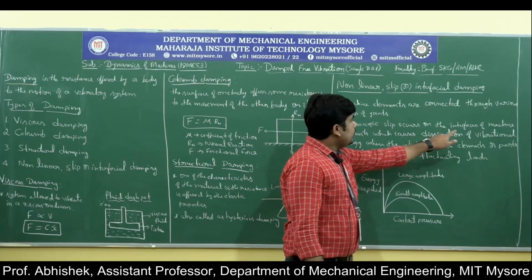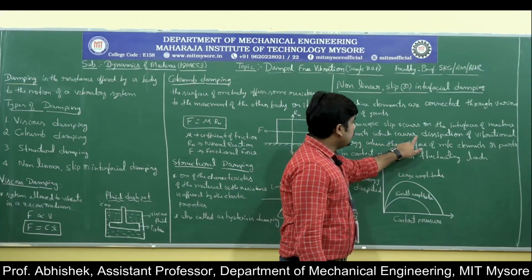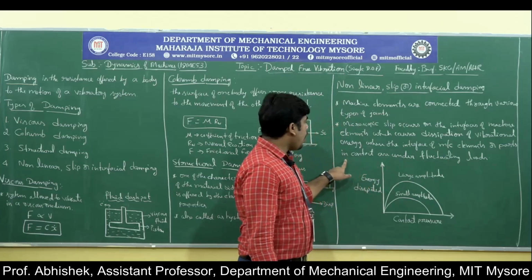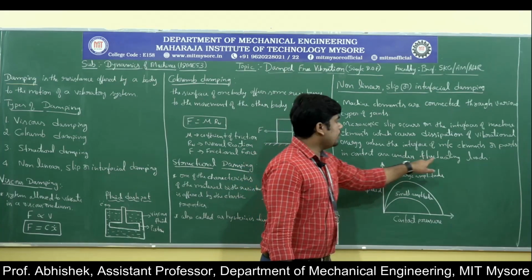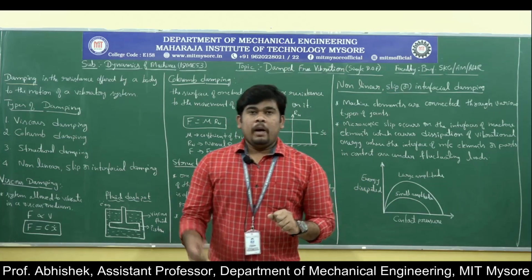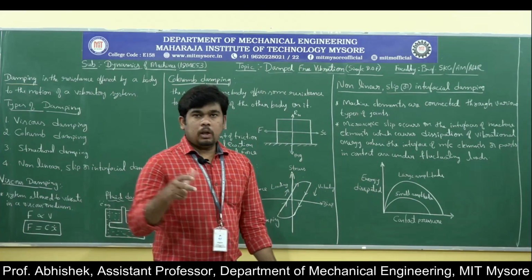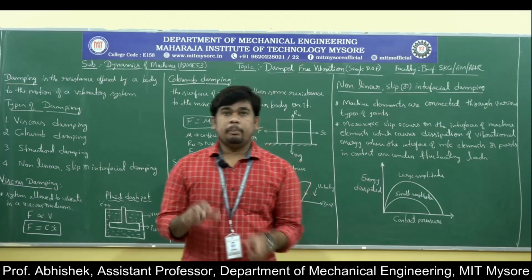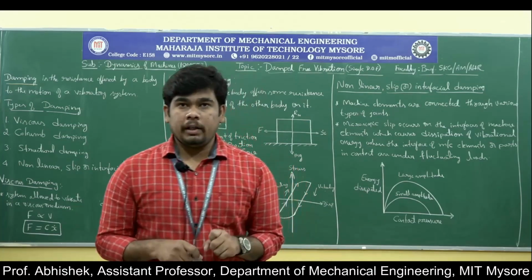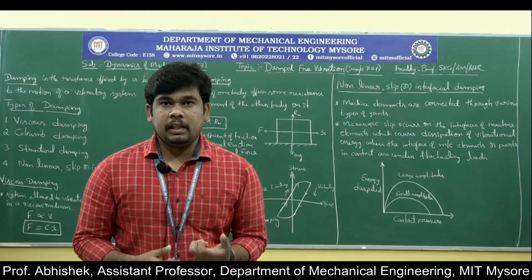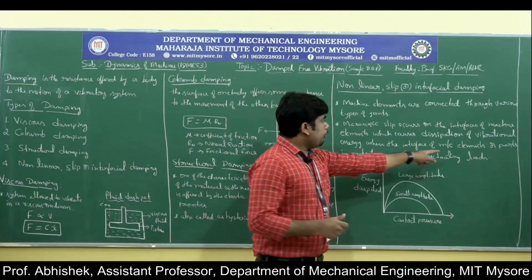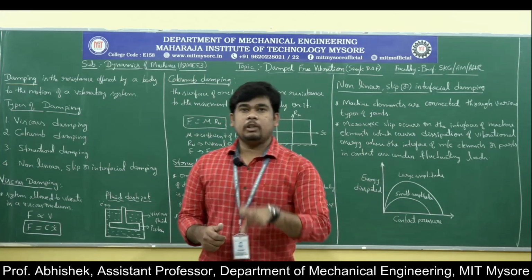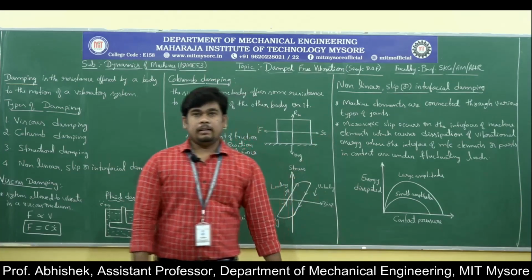Microscopic slip occurs on the interfaces of machine elements, which causes dissipation of vibrational energy when the interfaces of machine elements or parts in contact are under fluctuating loads. When the load is fluctuating, it causes the dissipation of vibrational energy in those joints. That is one type of resistance. So when it is under fluctuating load, you will get this type of resistance.